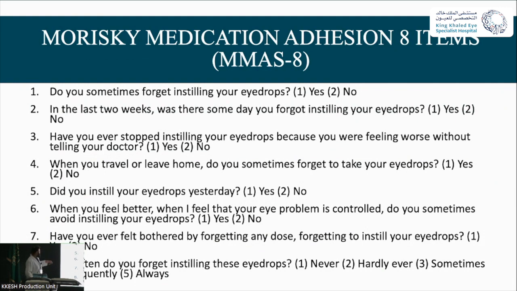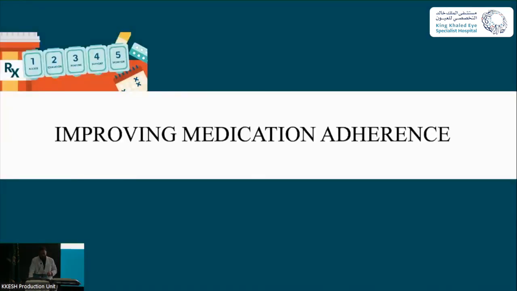You can see some questions like, do you sometimes forget instilling your eye drops in the last 2 weeks? Was there some day that you forgot the eye drop? Or have you ever stopped instilling eye drops because you were feeling worse? So these are some questions that are asked. They have some numbers: if the score is between 3 to 5, it means the patient is not adherent. If it's more than 5, it means the patient is adherent. So this is one way of calculating the adherence level of the patient.